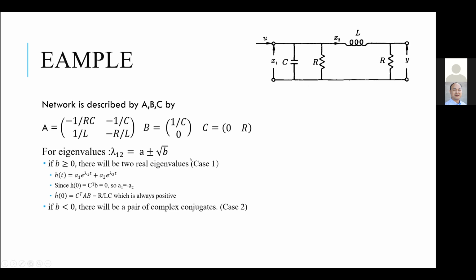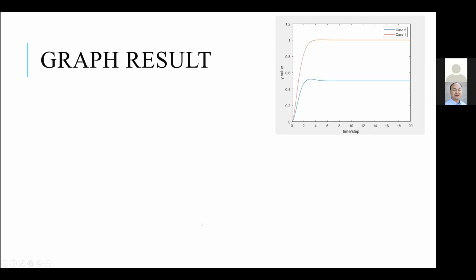So when B is greater than 0, you have two real eigenvalues, and you have a positive linear system. But if B is less than 0, this is very interesting. You get a pair of complex conjugates, A plus or minus iB. If this happens, it's not externally positive because the impulse response is oscillating, like a sine function. I plotted this in MATLAB so you can see that.